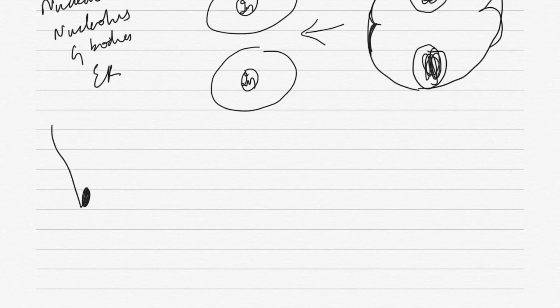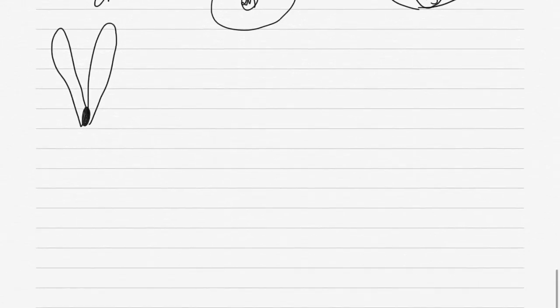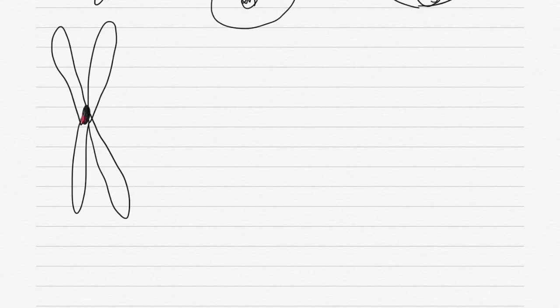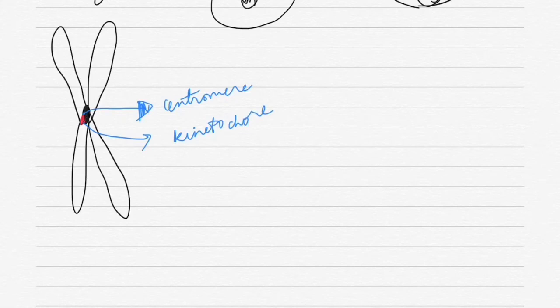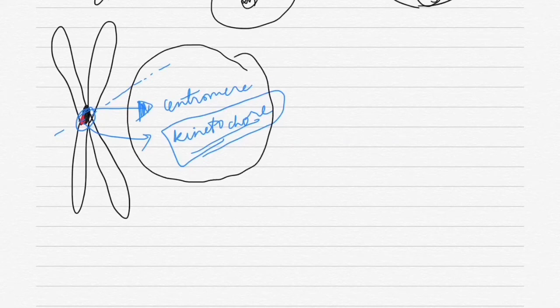When we talk about chromosomes, we have to understand that it has arms. This is a centromere. The one drawn in black is the centromere, and this red one is the kinetochore. The kinetochore is a protein in the form of a disc and is present on the centromere. This is going to be the attachment site for the spindle fibers. The movement of the chromosome is facilitated by these.